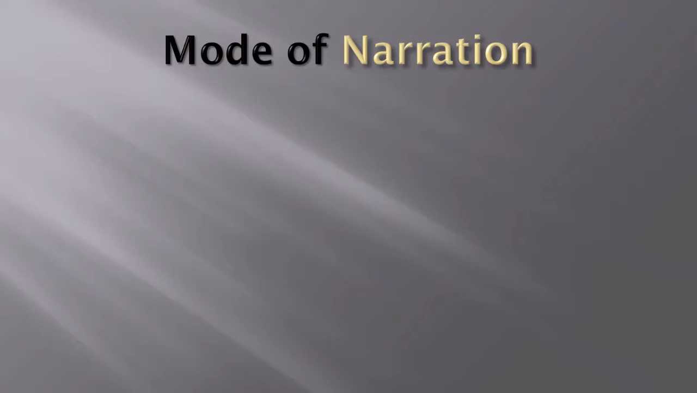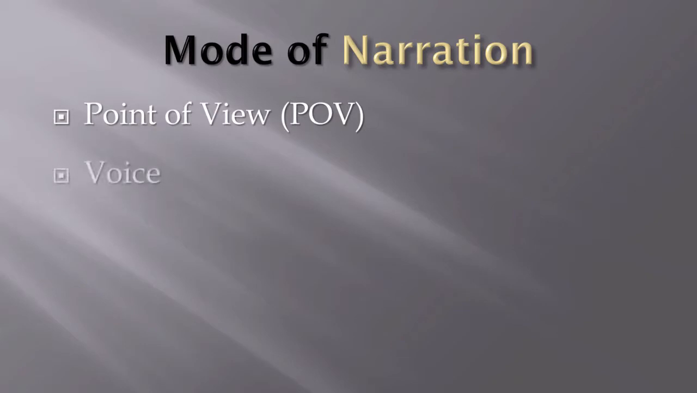It's composed of three components. The first is point of view or POV. This is basically who's telling the story. The next is voice. That's basically how they're telling the story. And then there's tense. That's basically when did the story take place? Past, present, or future. Let's dig into more detail by looking at point of view.